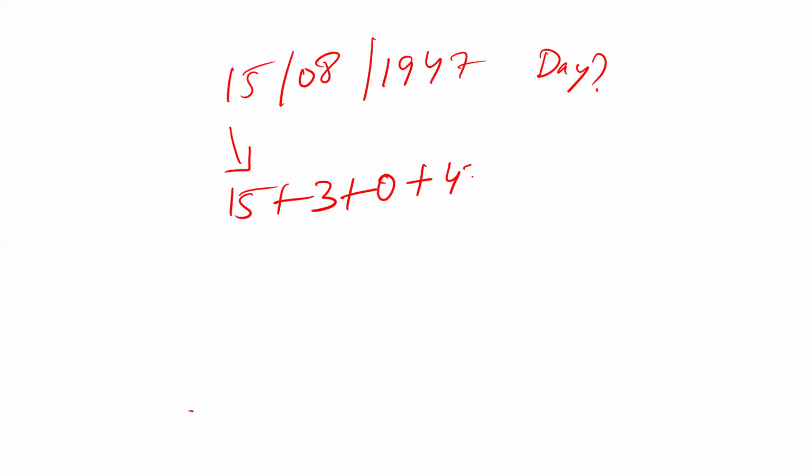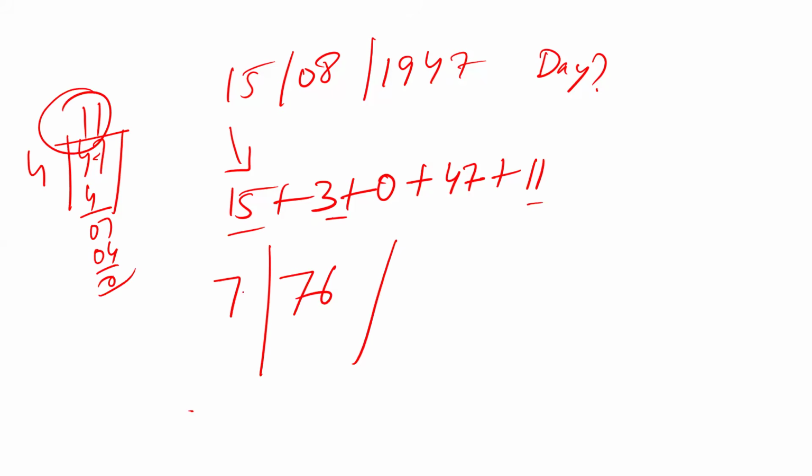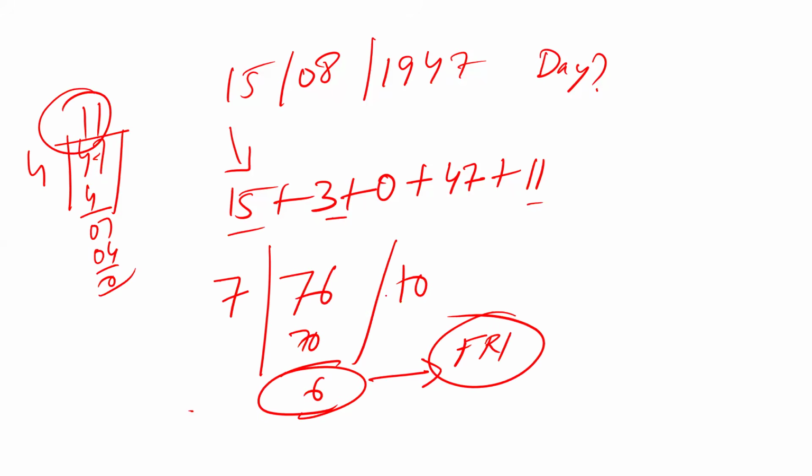0. Last two digits of the year: 47. Plus 47. How many times divisible by 4? 11 times. Add all these five numbers. 15 plus 3, 18, 59, 76. Divide the total always by 7 only, the number of days in a week. 7 10s are 70. Remainder 6 in your table: Friday. Now tell me if you have any doubts.